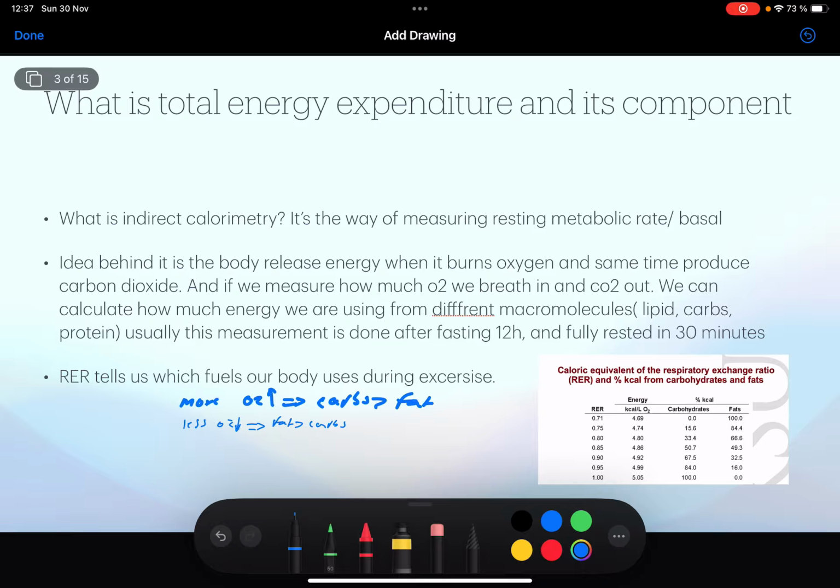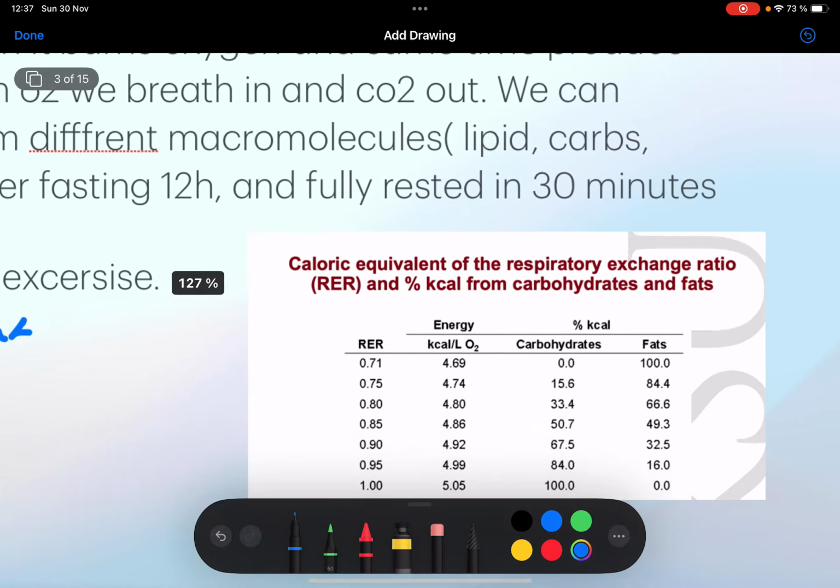So if we measure how much oxygen we breathe in and carbon dioxide we breathe out, we can calculate how much energy we are using from different macromolecules, so which energy we are using in this process for lipids, carbs, and protein. Usually this measurement is done after fasting 12 hours and being fully rested in a quiet area for 30 minutes. And this method is concluded in a table, which is right here.